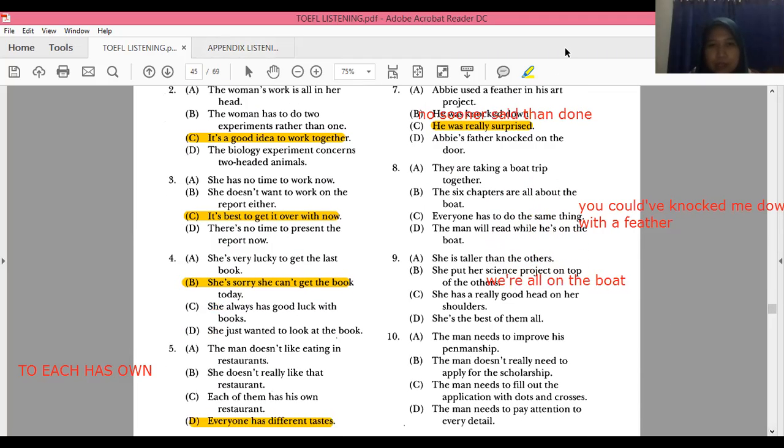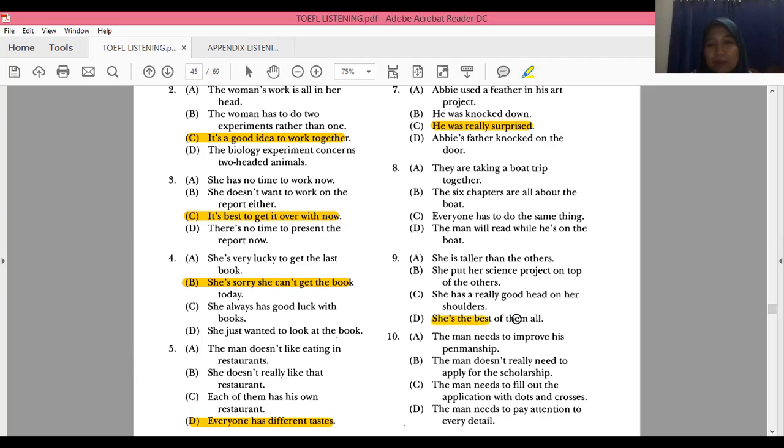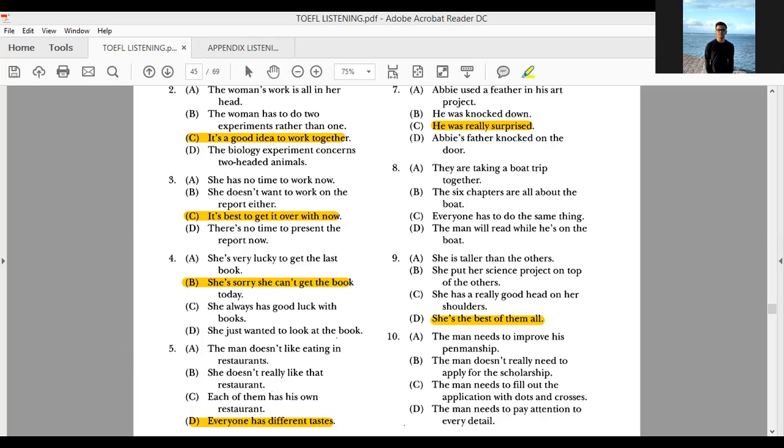Then, Miss Aino, your answer? Delta. Delta, she's the best of all of them. Let's check again. It's incredible. She's really head and shoulders above the rest. She is really head and shoulders. It's not the brand of shampoo. Head and shoulders, dia yang top. And then, Mr. Farhan, your answer? Delta, Miss.